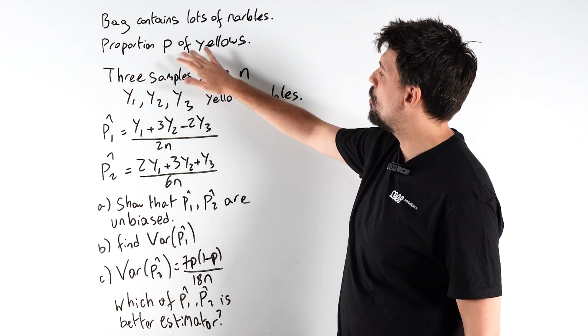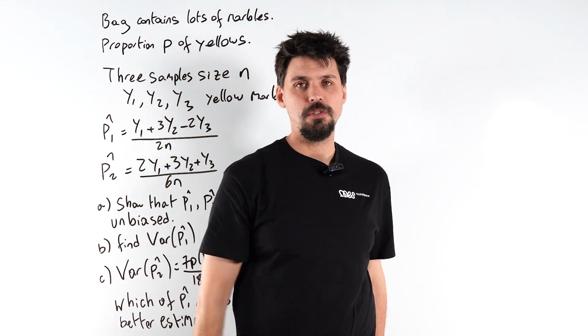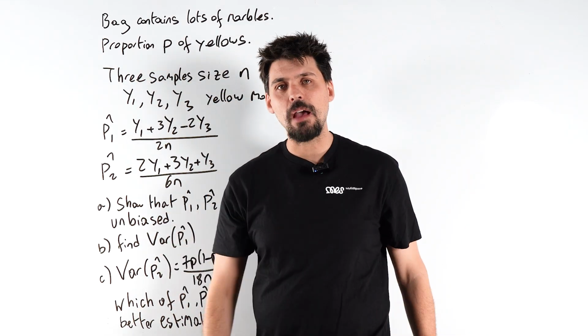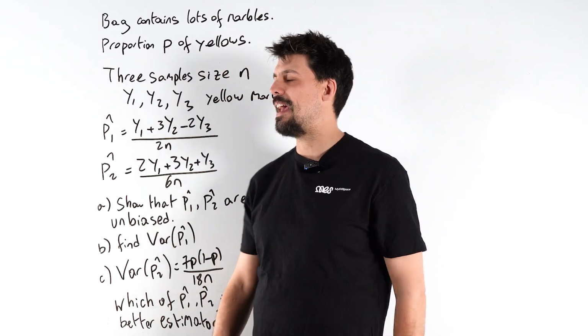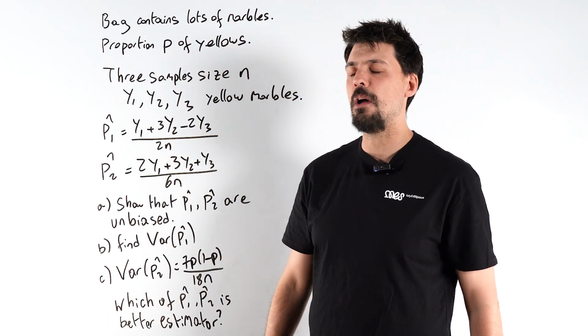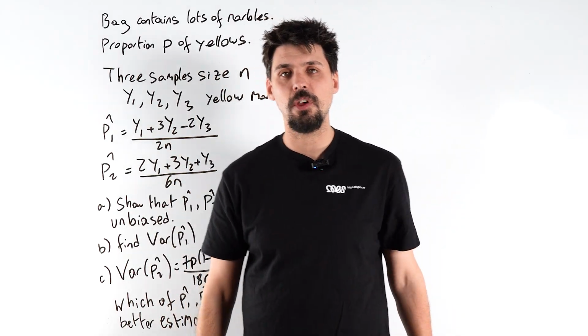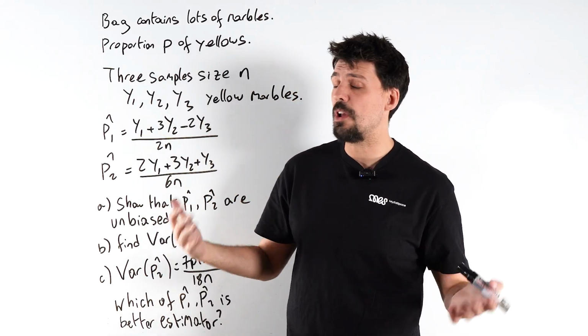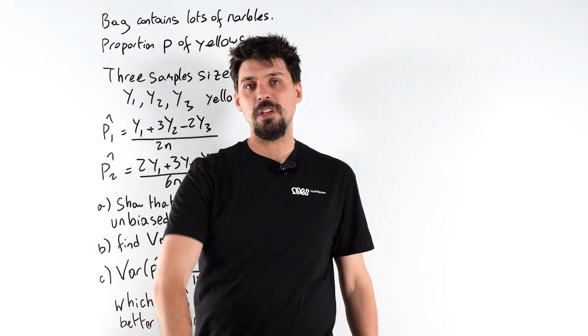In this bag, there is a proportion P of yellow marbles. Of course there is. We want to figure out what P is. To do that, we take 3 samples of size N, and we measure the number of yellow marbles in each of those samples. Now, every time I do this, I will get a different number of yellow marbles. It's like I'm doing it blind.